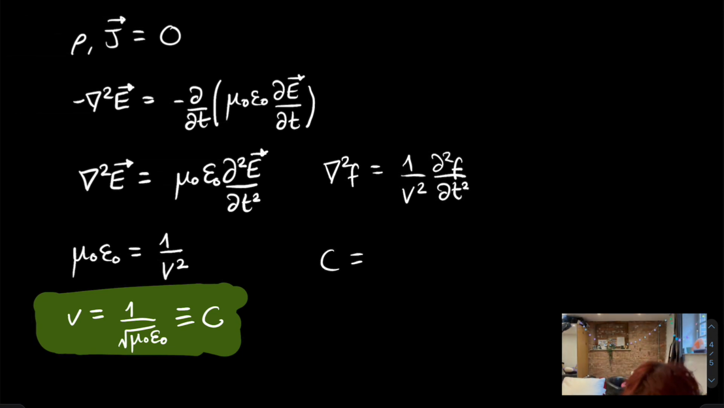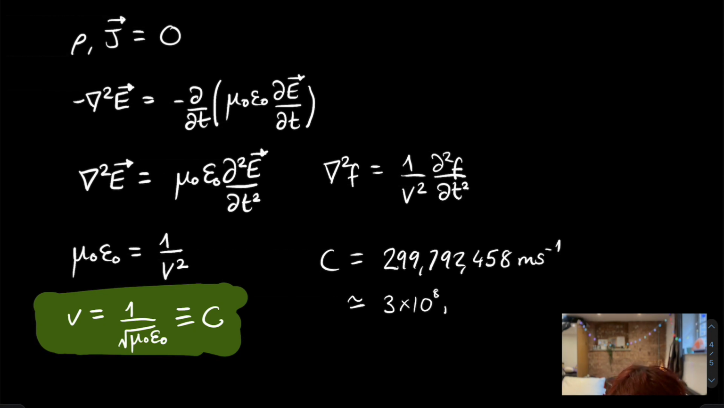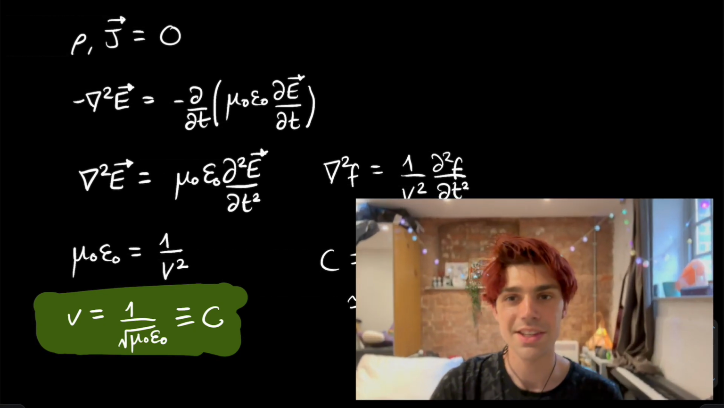And when you work out what c is, you get that it is equal to 299,792,458 meters per second. But more commonly, you'll just see this very much rounded up to 300 million, or 3 times 10 to the 8 meters per second. And so there we go. We have this speed that's just popped out of nothing but electricity and magnetism. And we have waves which are propagating with a characteristic speed that is determined by nothing other than empirical constants that were observed hundreds of years ago.